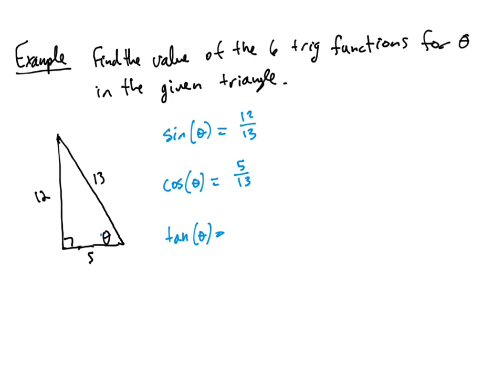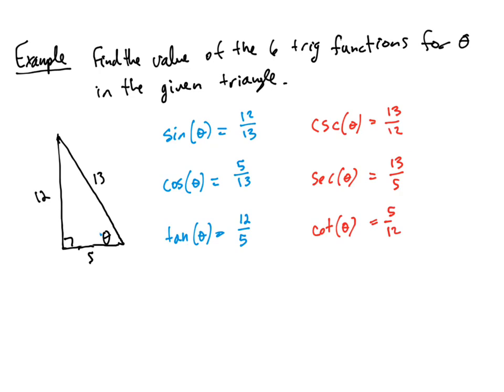And then the tangent is the opposite side over the adjacent side, so opposite over adjacent is 12 divided by 5. And that's it. So we've gotten 3 of the trig function values. To get the other three, we're just going to use the fact that these are reciprocals. Cosecant of theta is the reciprocal of sine, so that's 13 over 12. Secant of theta is the reciprocal of cosine, so that's 13 over 5. And cotangent of theta is the reciprocal of tangent, that's 5 over 12.